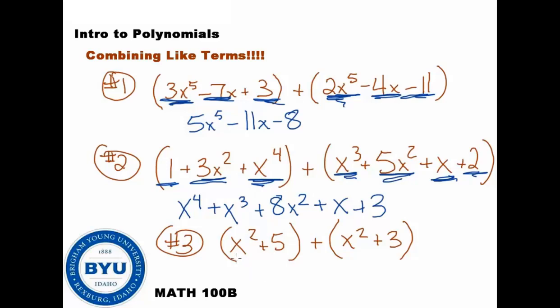Last one here, combining like terms. We have an x squared plus an x squared. That's, again, there's an implied 1 here. So 1x squared plus 1x squared is 2x squareds. And then we add the numbers, plus 8. Okay, that's how we do it. Let's take a look at subtraction.